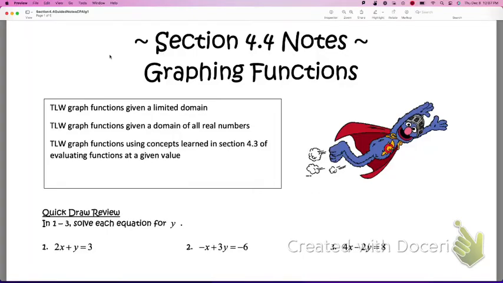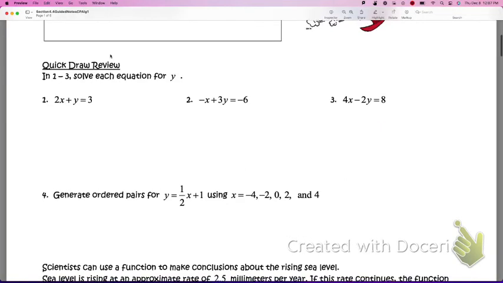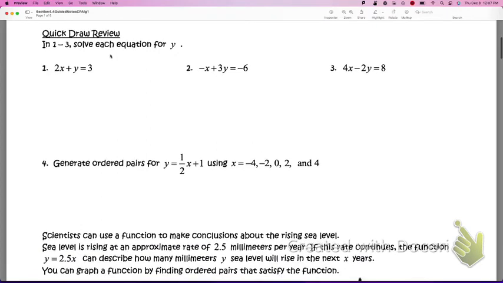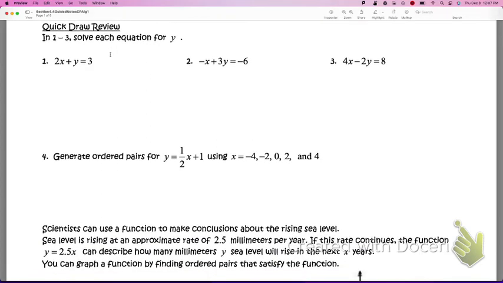of literal equations back when we were solving equations. Do we remember how to solve equations for specific variables? So, Hayden, if I wanted to solve number 1 up there for y, what would I have to do? Can you say it out loud? What would you do to get y by itself?